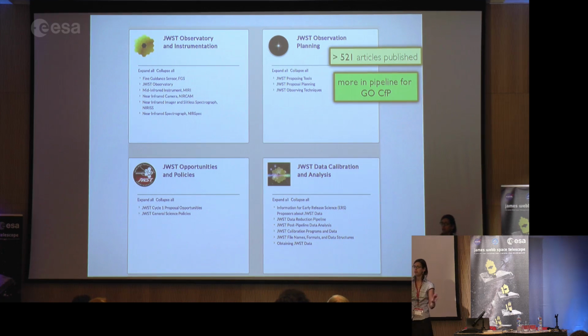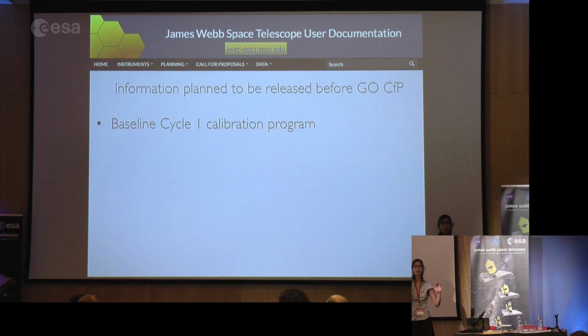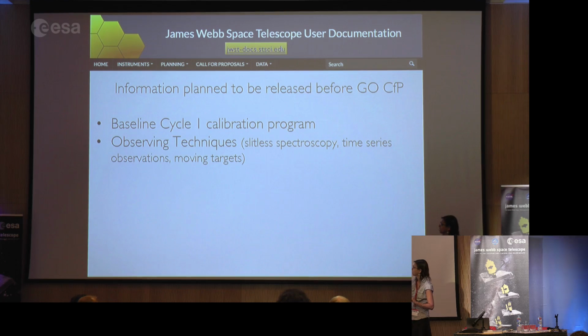So currently, we have over 521 articles published. More will be published for the call for proposals. So some things to bear in mind of what will be coming up in the pipeline within the next month and a half. We'll have more information about the baseline Cycle 1 calibration program. We have observing techniques articles. Most of these are actually published, at least in a preliminary form. There will be some additional information within the coming weeks published for these.